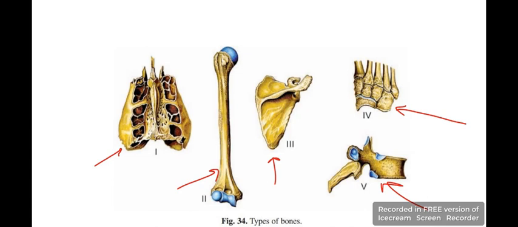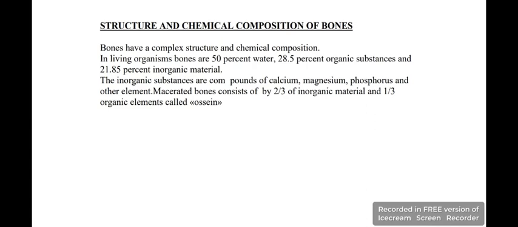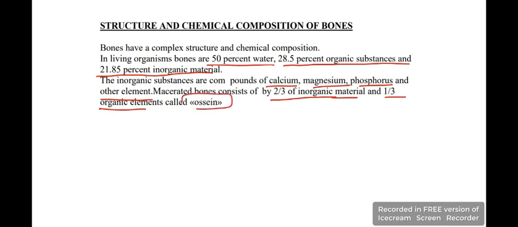Now, the last part is the structural and chemical composition of bone. Bones have a complex structure and chemical composition. In living organisms, bones are 50% water, 28% organic substances, and 21% inorganic material. The inorganic substances are the compounds of calcium, magnesium, phosphorus, and other elements. Now, macerated bones consist of two-thirds inorganic material and one-third organic material called ossein.